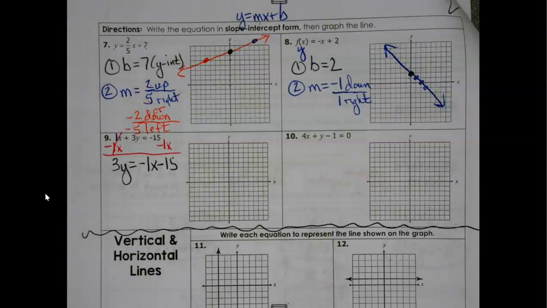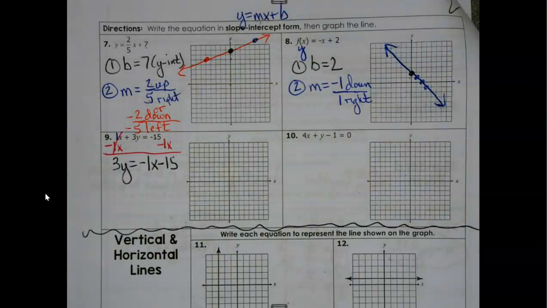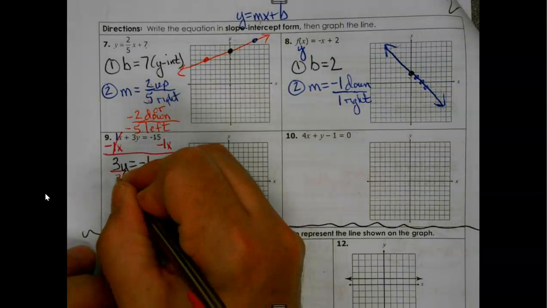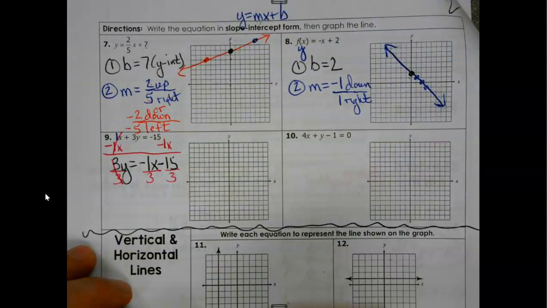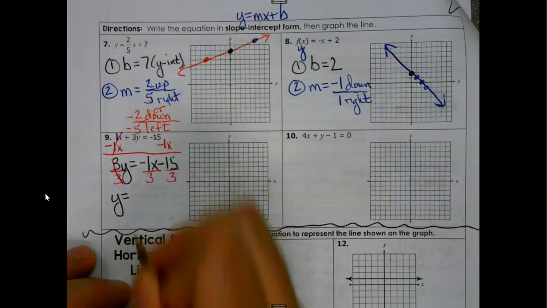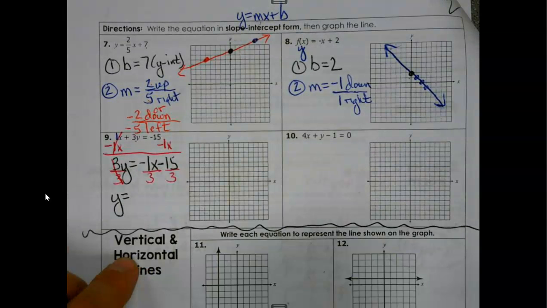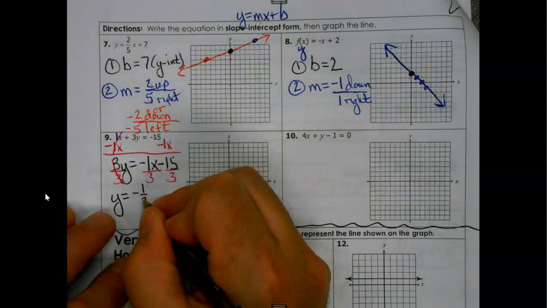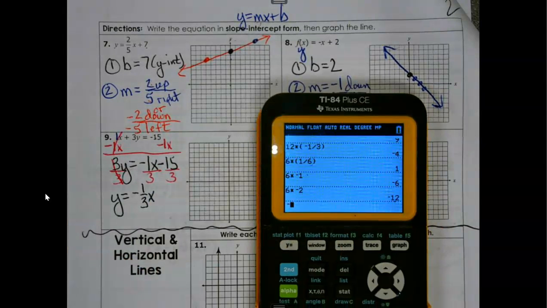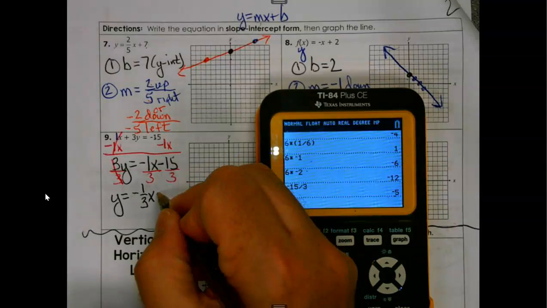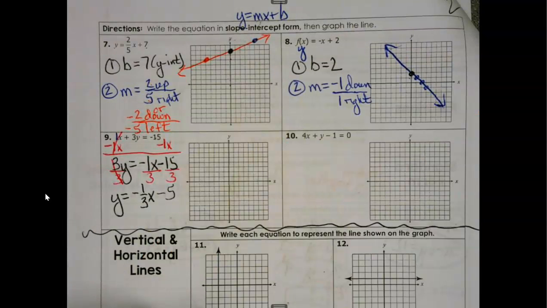So are we ready to graph? Almost. What's my last step to get y alone? Divide by 3. So what? Uh-oh, I got a fraction. That's okay. Fractions aren't a bad thing. But I think negative 15 divided by 3 is negative 5.